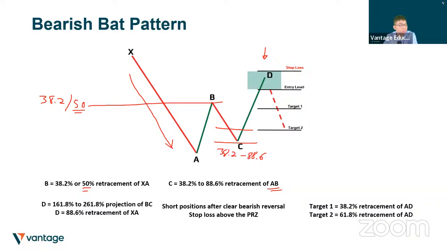So as I was saying, the pattern is completed at D and it ends around 161.8% to 261.8% projection of BC. Your short position should be considered after a clear bearish reversal, with a stop loss placed above the potential reversal zone. Target 1 for this pattern is 38.2%, with target 2 being 61.8%.